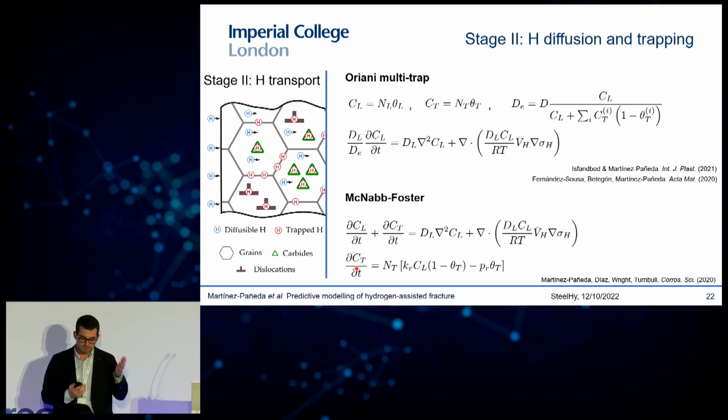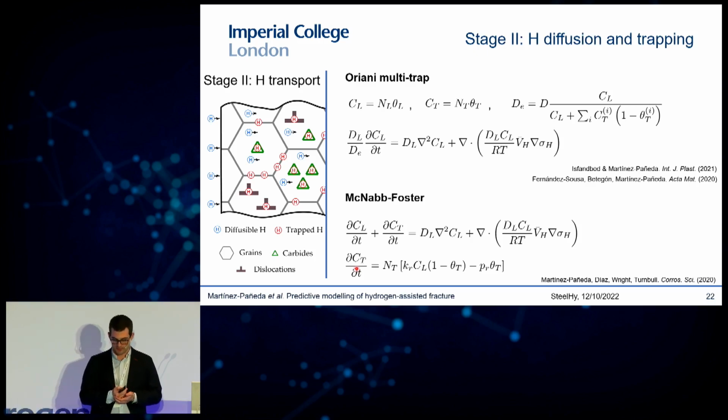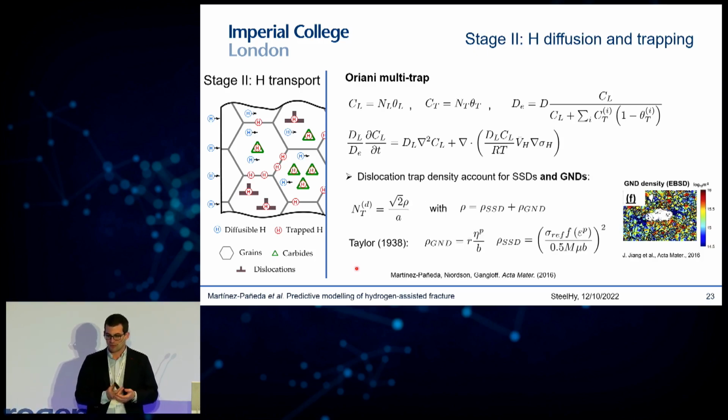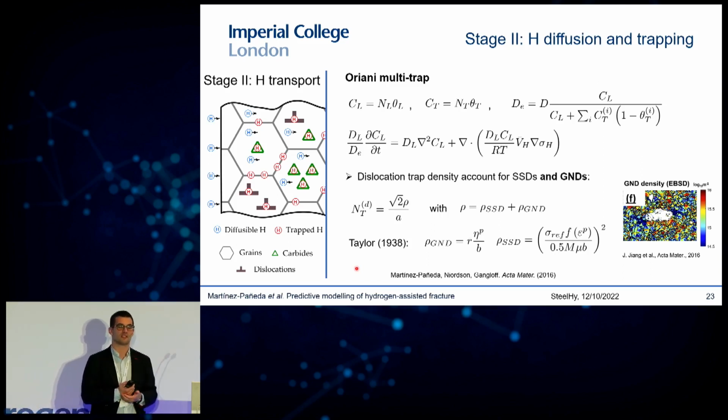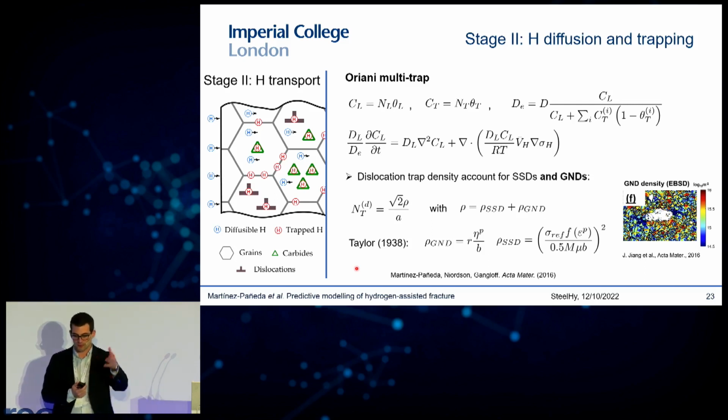And I think the only point that I want to emphasize here is that it's quite important to take into account the role that GNDs, geometrically necessary dislocations, play on this trapping behavior. So if you really want to capture the dislocation trapping density, you need to account for the role of these geometrically necessary dislocations. And we do that by using this Taylor dislocation model, so we can express the total dislocation density as a function of the density of statistically stored dislocations and geometrically necessary dislocations. And this Taylor model allows you to relate these quantities to macroscopic quantities like plastic strains and plastic strain gradients.